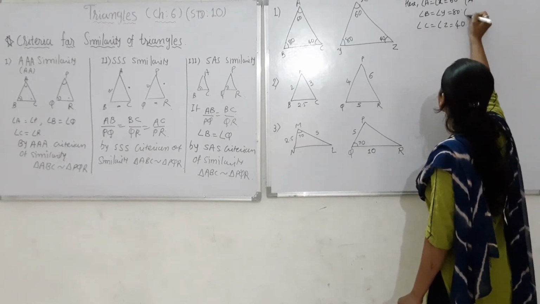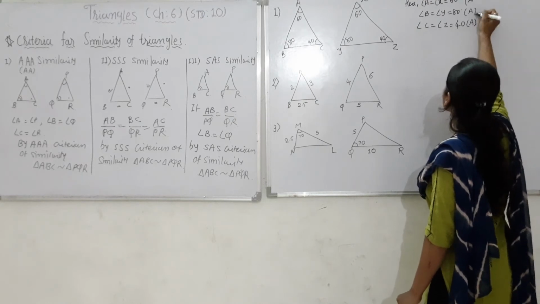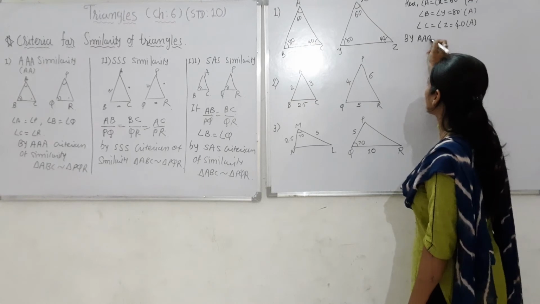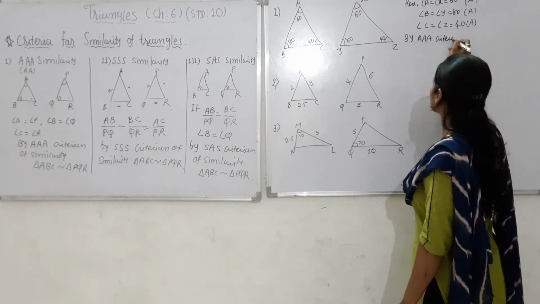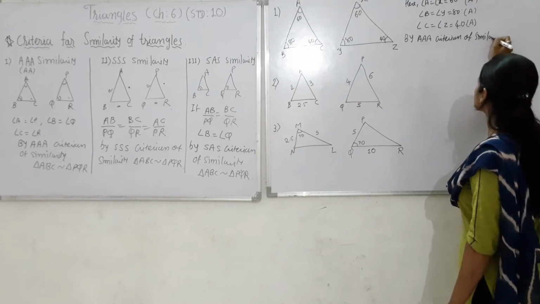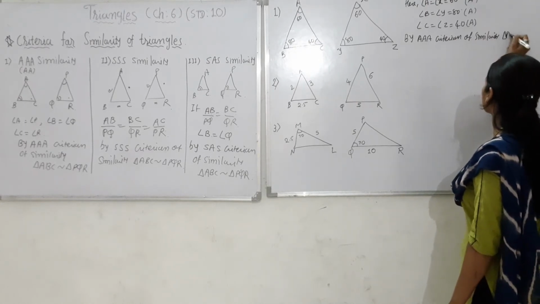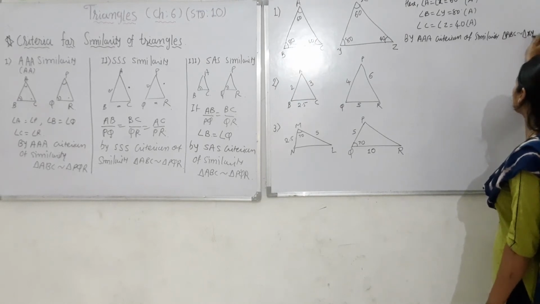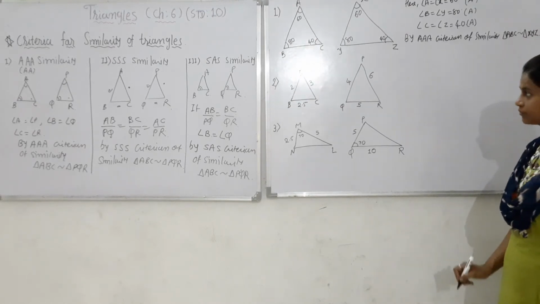Which criterion can you apply here? AAA. So by AAA criterion of similarity, triangle ABC is similar to triangle XYZ.